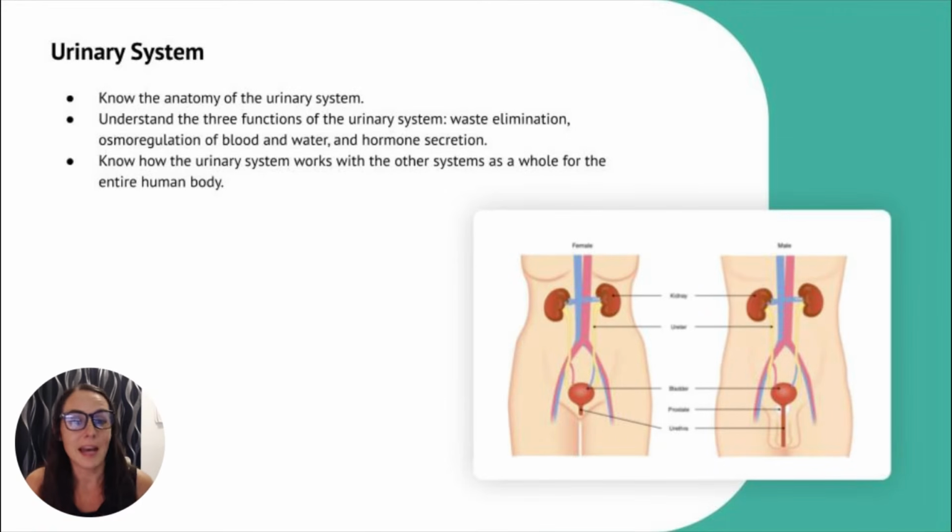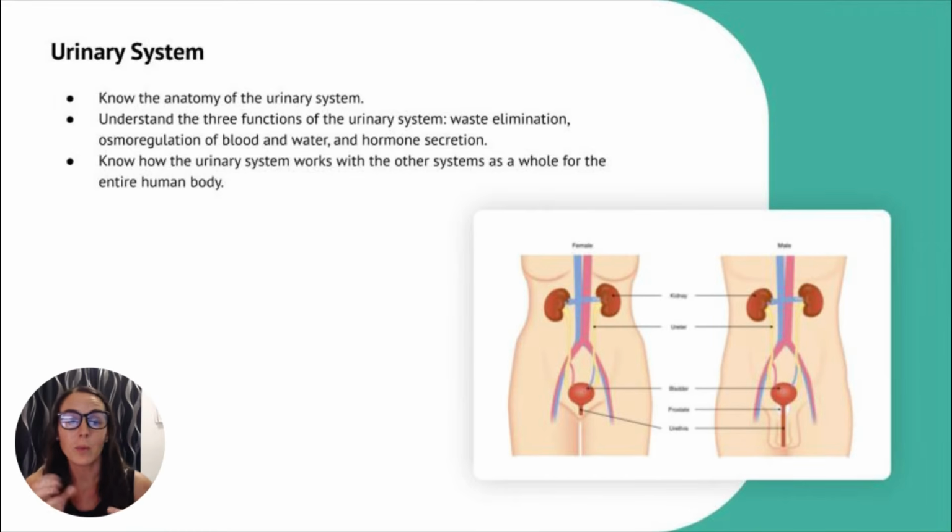First off, the anatomy, pretty much anatomy all the time. Anatomy of the urinary system you need to know. The urinary system is also known as the renal system, and this consists of the kidneys, ureters, bladder, and urethra. There are three basic parts of the urinary system, and these are vital functions to know. This is waste elimination, osmoregulation of the blood and water, and hormone secretion that directly influences various processes in the body.